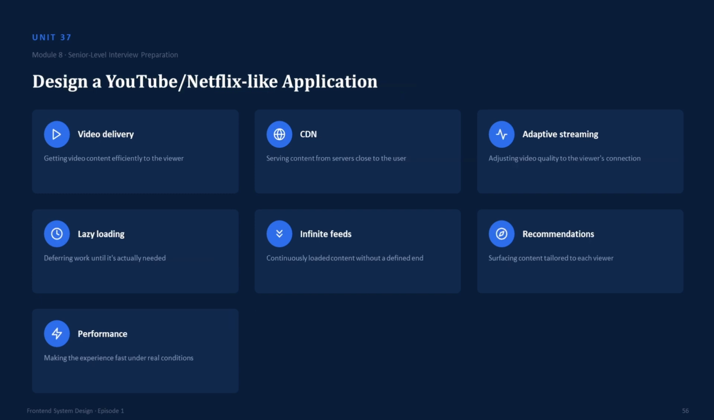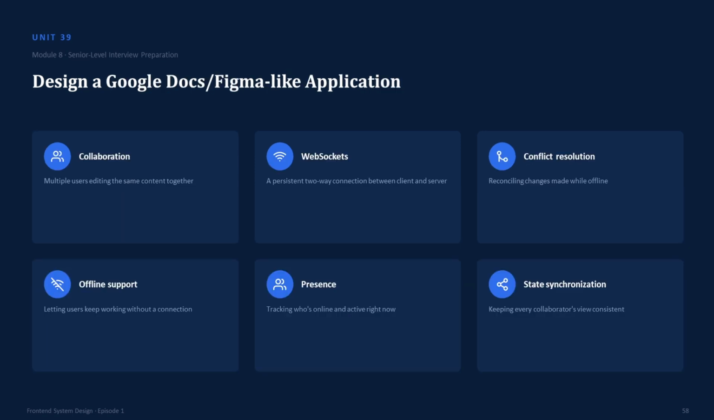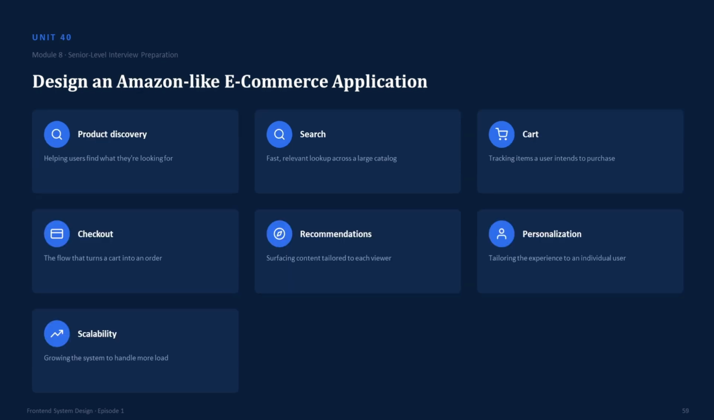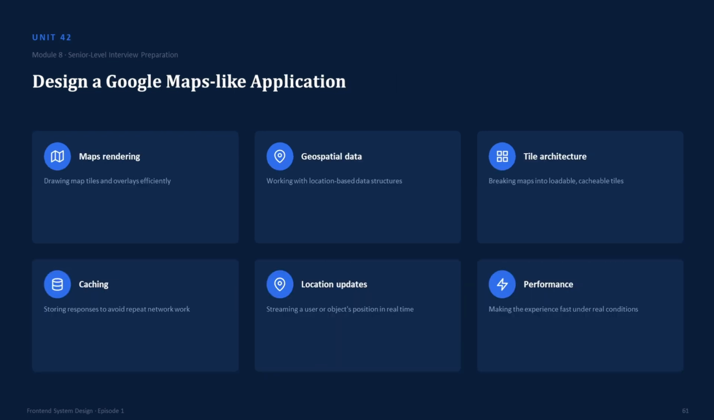So here we'll design a YouTube or Netflix like application. Then we'll design an Instagram like application. Then Google Docs or Figma. Then Amazon or an e-commerce application. Then a Slack or Discord live application. And then if time permits, I will also show you Google Maps or any map related application. Okay, how you can think about the system design.